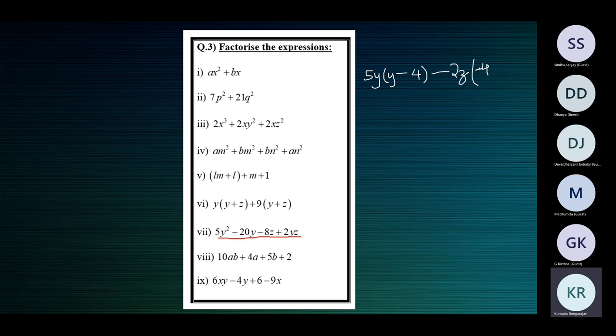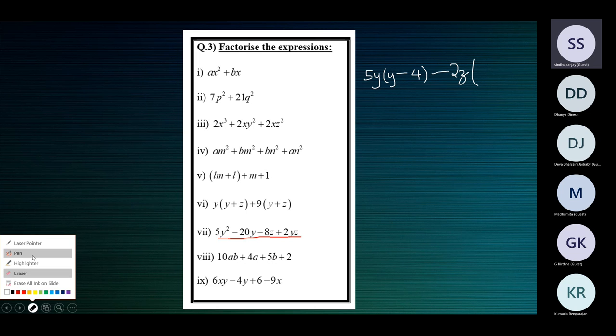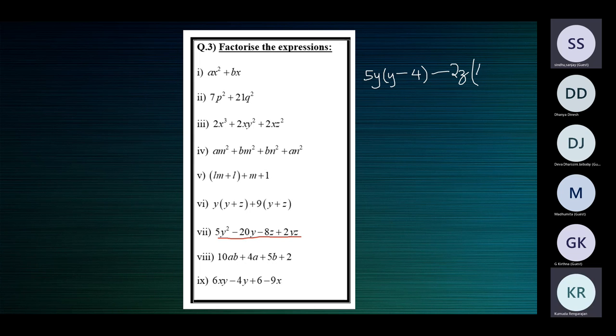Now what will happen? Minus into minus, yes, plus. Plus 8z it will become. We should put plus 4, ma'am. Plus 4. Then only I'll get minus into plus 8z. Now, what sign should I put here so that I get plus 2yz? My last term is plus 2yz. Minus. Put a minus. Minus into minus will give me a plus.